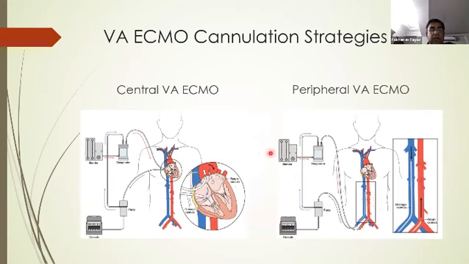Just to make you understand, in central VA ECMO, we are draining blood from the right atrium, going to the pump, from the pump to the oxygenator, and after oxygenation and pumping, it goes directly to the ascending aorta. And in the peripheral VA ECMO cannulation, one cannula is draining from the IVC, again going to the pump, oxygenator, and then it is returned to the femoral artery site.